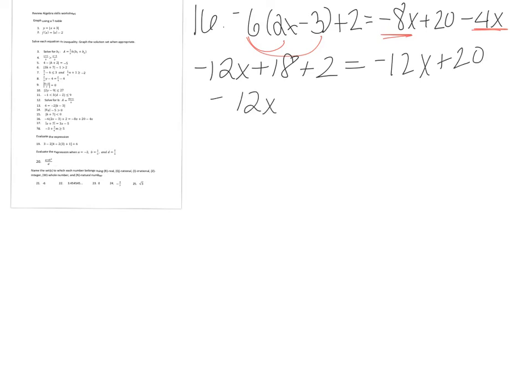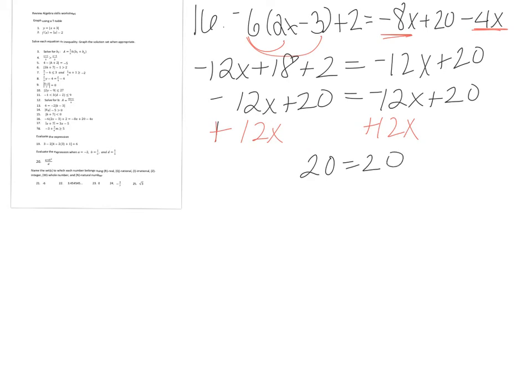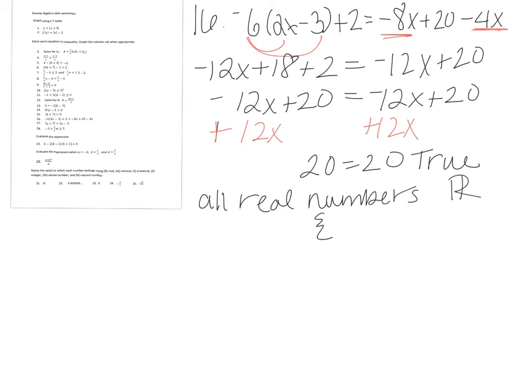So negative 12x plus 20 equals negative 12x plus 20. At this point, I noticed that the equations are exactly the same. You may not see that right away, and add 12x to both sides, and you get 20 equals 20. When the variables disappear and you have a true statement, your answer is all real numbers. And your set notation for that is x such that x is contained in the set of all real numbers, like that.